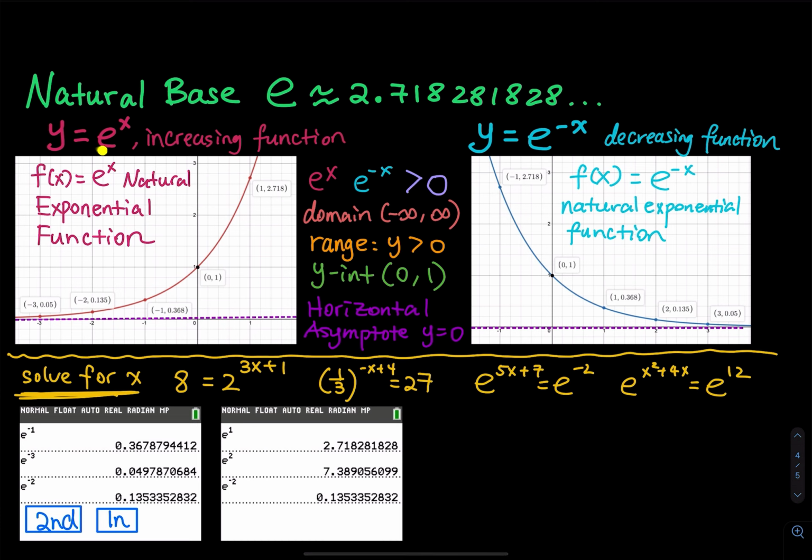And then y equals e to the x, or you can say f of x equals e to the x. This is a natural exponential function. So on your Desmos, just type y equals or f of x equals. Usually I will just type y equals and then e raised to the x power, and then they will give you a graph like that.